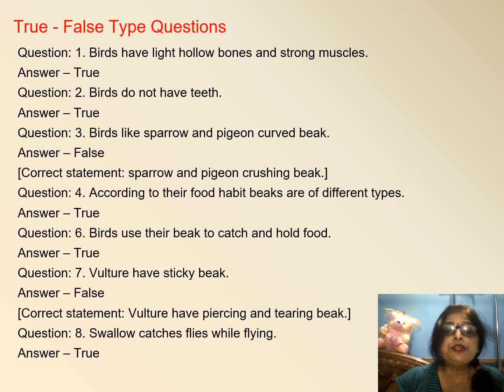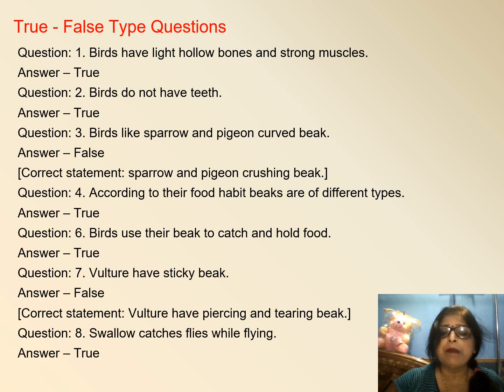Next type of question is, my dear students, true and false. All of you know about it. For a true statement, you have to write true. For a false statement, you have to write false. So first one, birds have light hollow bones and strong muscles. This is true. Birds do not have teeth. True statement. Birds like sparrow and pigeon have curved beak. No, this is false, because sparrow and pigeon have crushing beak.